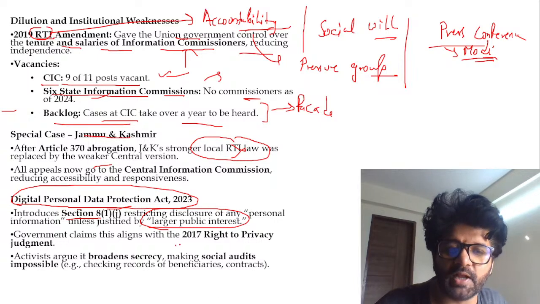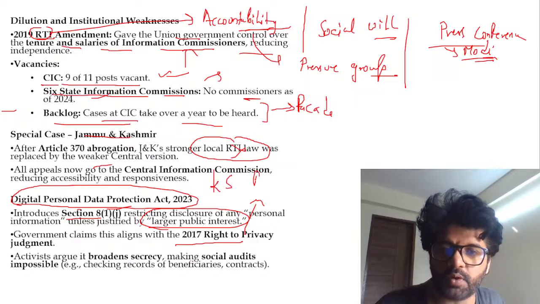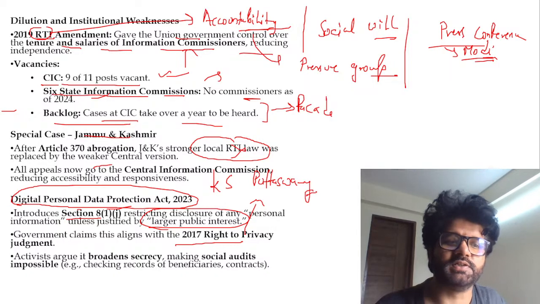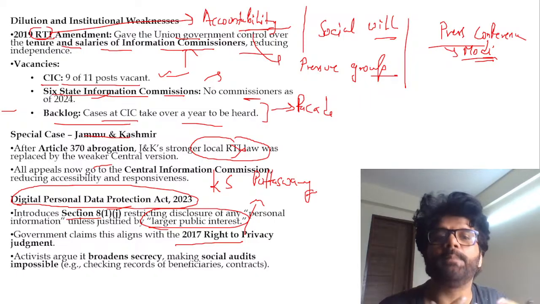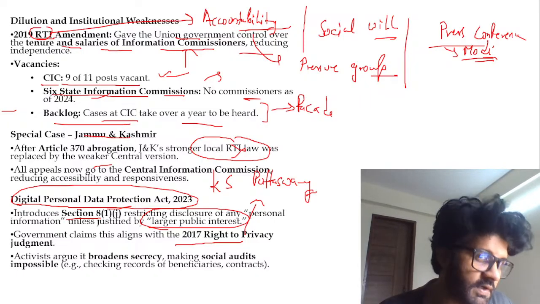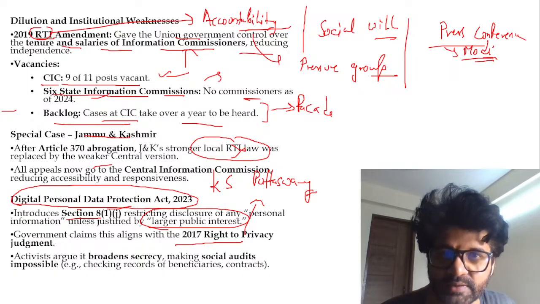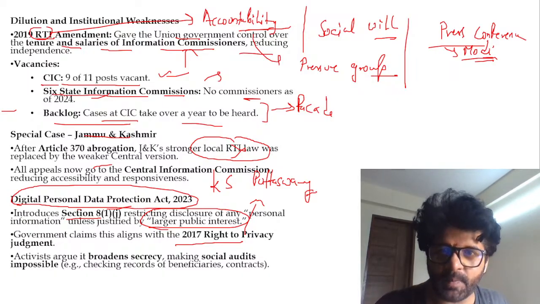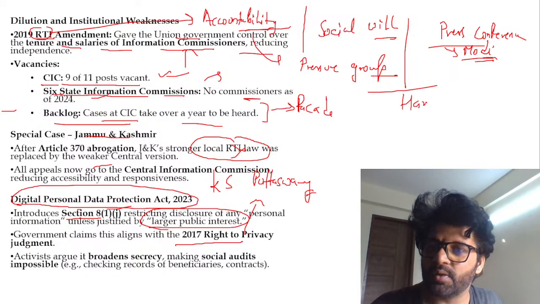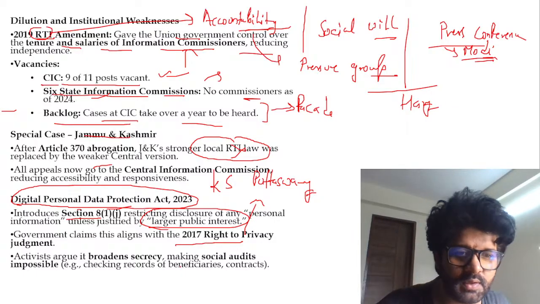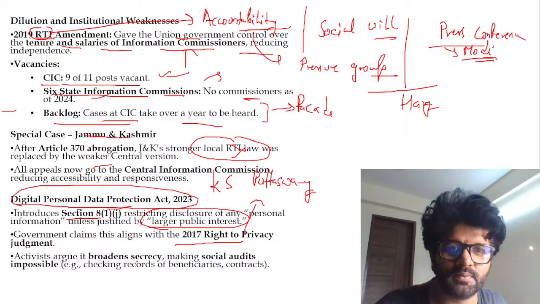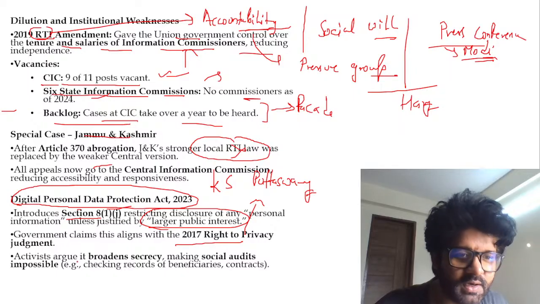So the government claims this aligns with the 2017 right to privacy KS Puttaswamy judgment. Right to privacy is there, and that's why these things should not be divulged. But again, these are public figures and they are ruling over us. We need to know who these guys are. Is their past hazy or not? We need to know, guys. It doesn't work like that. Then don't say it is democracy, say it is dictatorship.